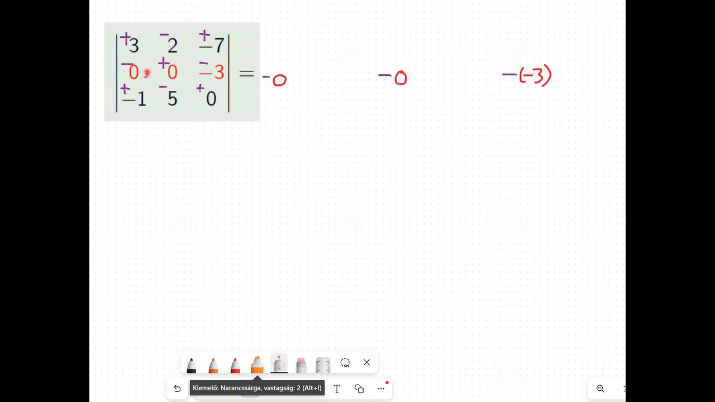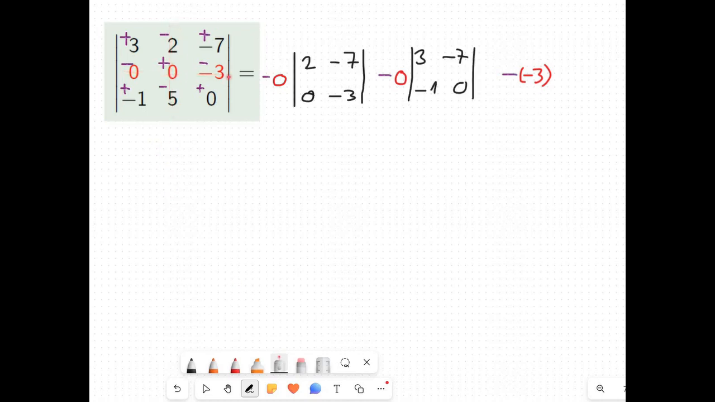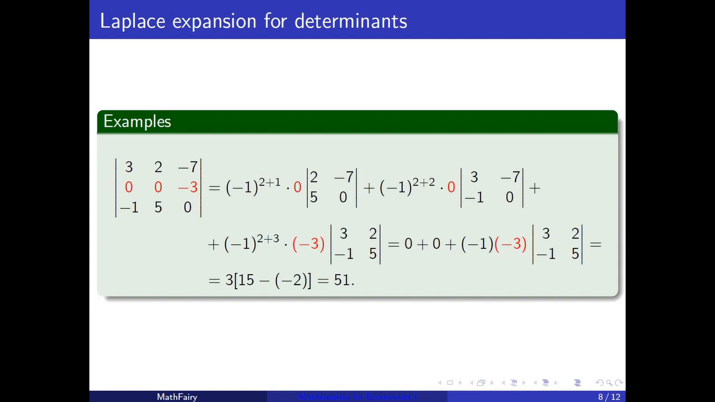So when I'm at this 0, I will remove the first column and second row, so we'll be left with this minor matrix. When I'm at this middle element, I remove the second row and the second column from the 3 by 3 matrix, leaving me with the following 2 by 2 determinant. And finally, when I'm at this -3, I remove the third column and second row. Now we already know how to calculate the determinant of these 2 by 2 matrices, so we can crunch the numbers from here, and at the end of the day we will get 51 as a result.